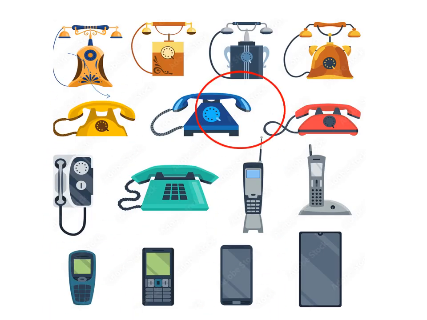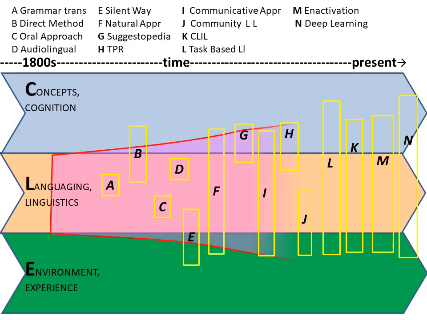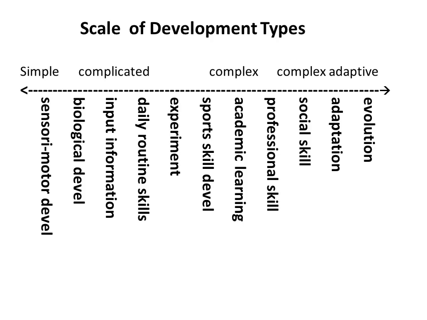Can you describe the increasing complexity over the evolution of the phone? The evolution of Homo sapiens sapiens is marked by increases in complexity over millennia. Can you name some? Two centuries of language acquisition studies are marked by similar co-adapted increases in complexity.